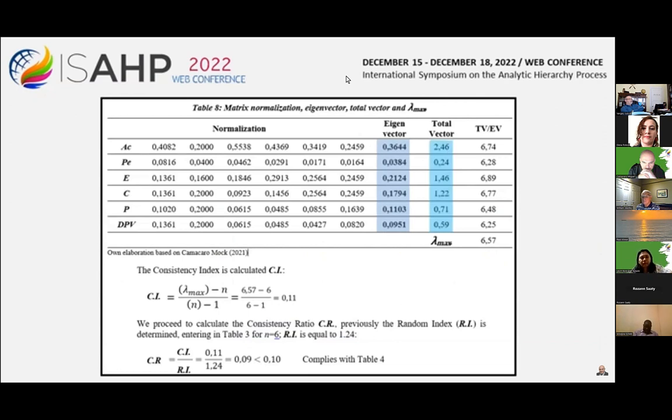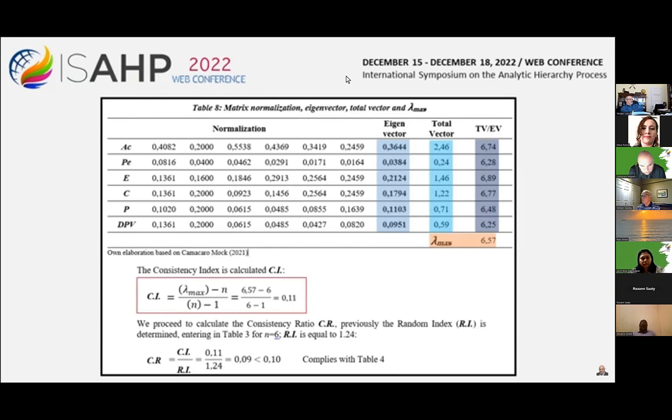The vector lambda is determined by dividing the values of the total vector by the values of the eigenvector of the criteria. Thus lambda max is calculated as the average of the values of the rows of the vector lambda. Once lambda max, 6.57, is obtained, the consistency index IC is calculated as the quotient of 6.57 minus 6 between 6 minus 1, which is equal to 0.11.